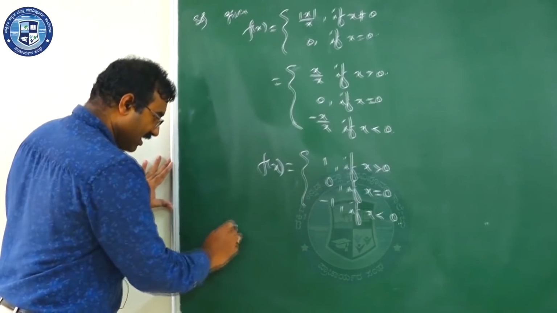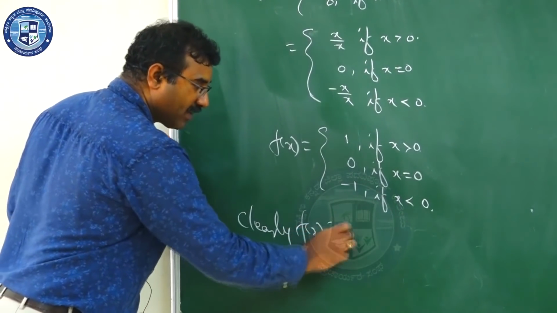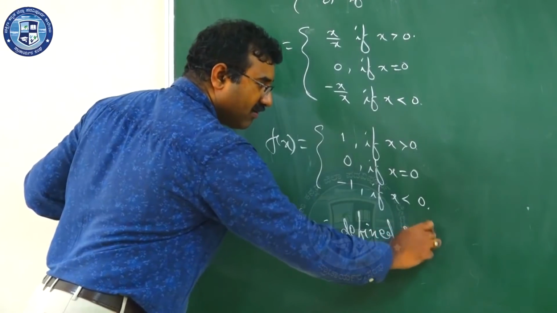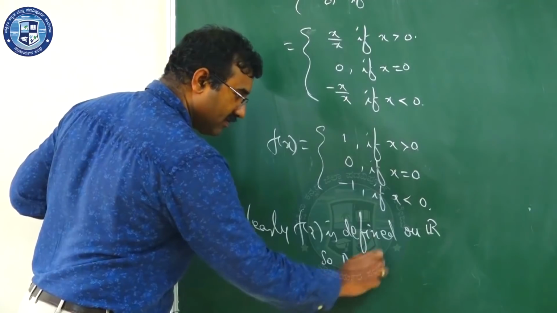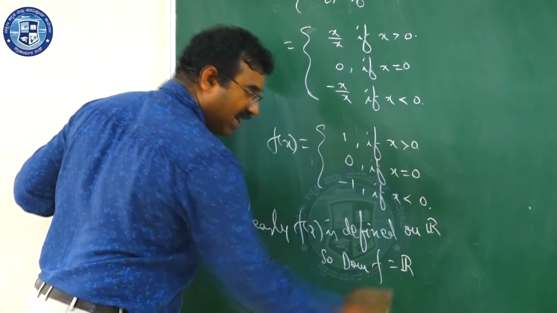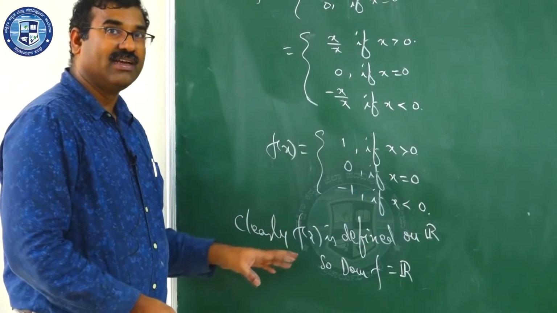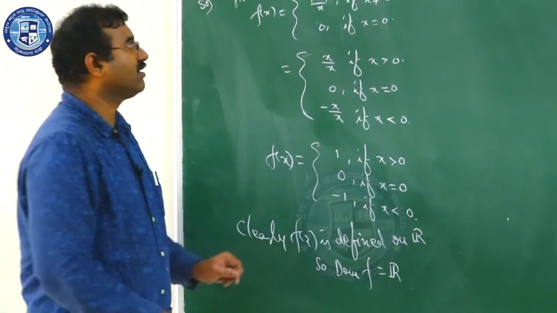Okay, now we'll see. First we write clearly: f(x) is defined on R. So the domain of f is R. We have to write this compulsorily because we are discussing continuity on its domain. That's the reason we always write what the domain is first.